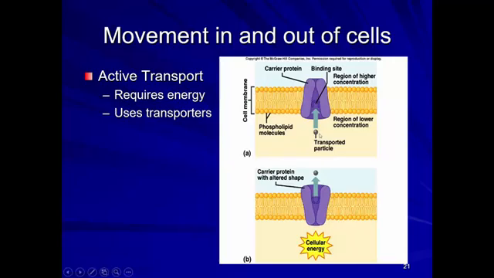So in this example, in order to transport this molecule, the transporter itself finds the molecule, and energy changes its shape so it can push that molecule out, for example, in that picture. Proteins or transporters in the cell membrane do this. They're usually named for what they transport, and they require, again, energy.